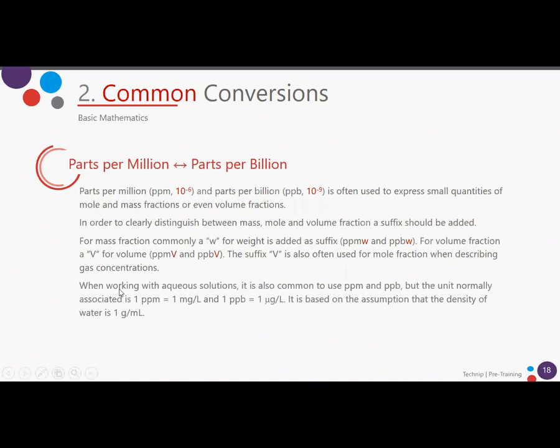Okay. So in the last part of the slide, you can see that the conversion factor for aqueous solution is a little bit different. You don't use the 10 to the power of minus 6 for ppm or 10 to the power of minus 9, but you say that 1 ppm is 1 milligram per liter. Okay, and 1 ppb is 1 microgram per liter.